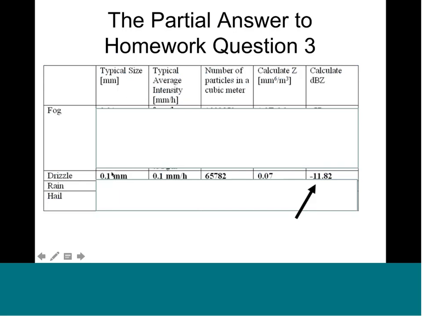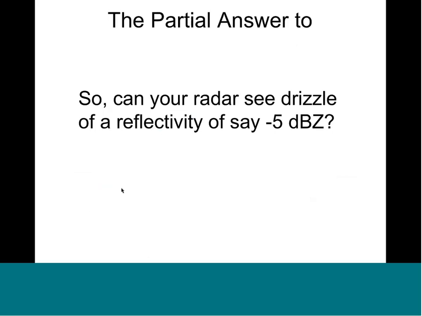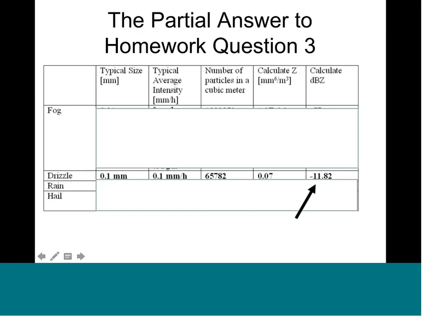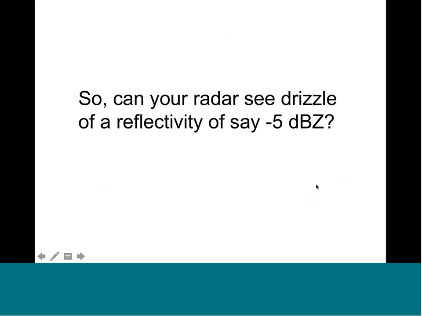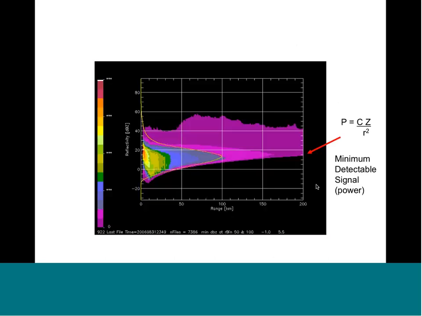This is in meters cubed, this is in millimeters. Okay, so I go back and ask the question, can your radar see drizzle of a reflectivity of, say, -5 dBz? So in this case, it's -11, but I'm asking the question, can you see, say, a -5 dBz? Okay, so going the wrong way.